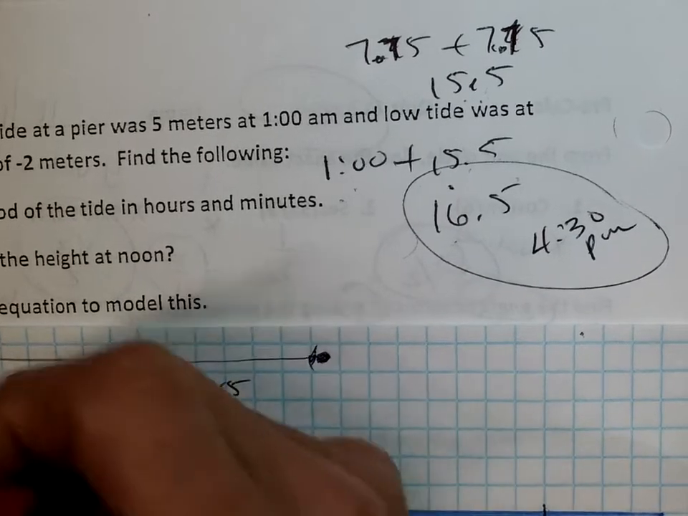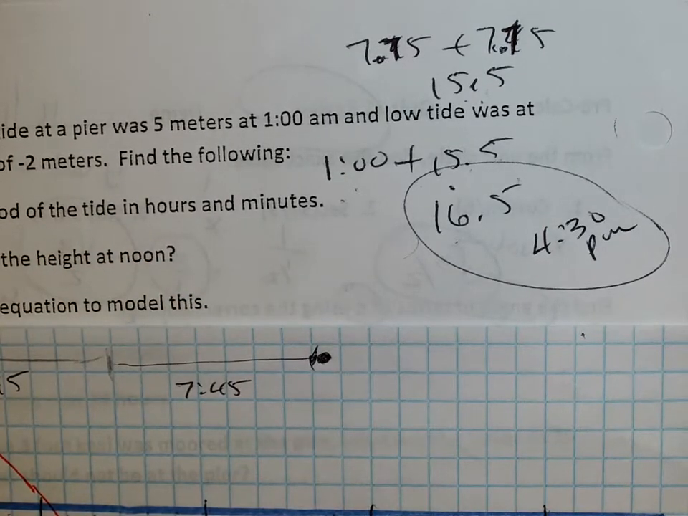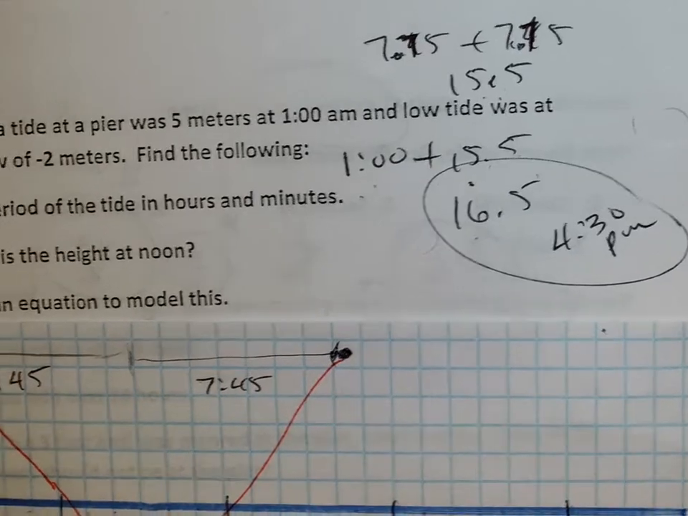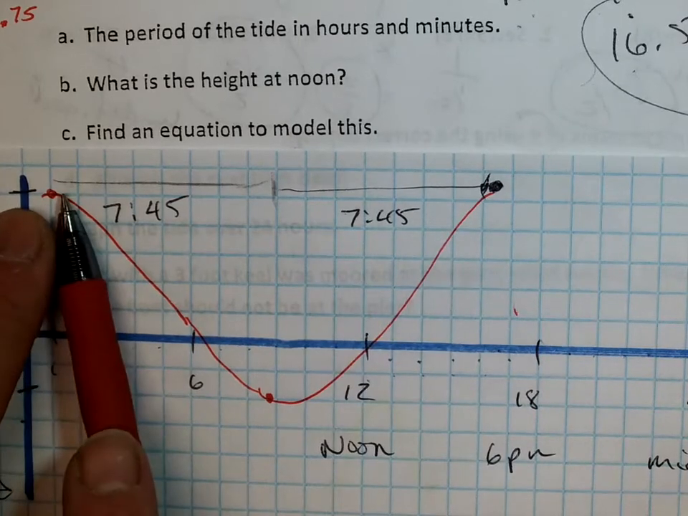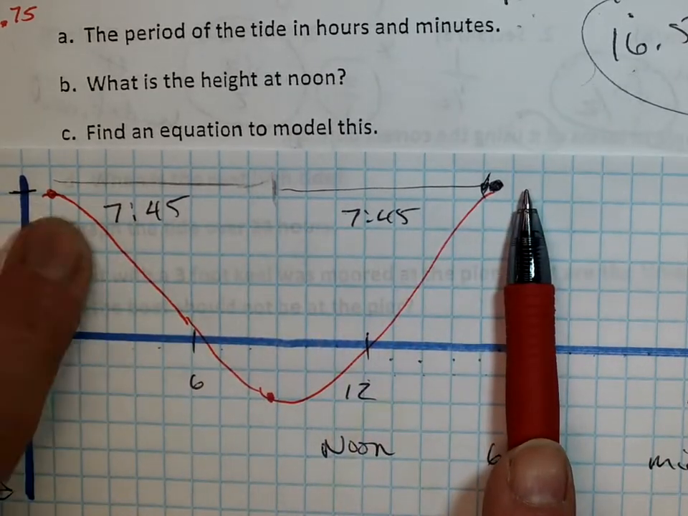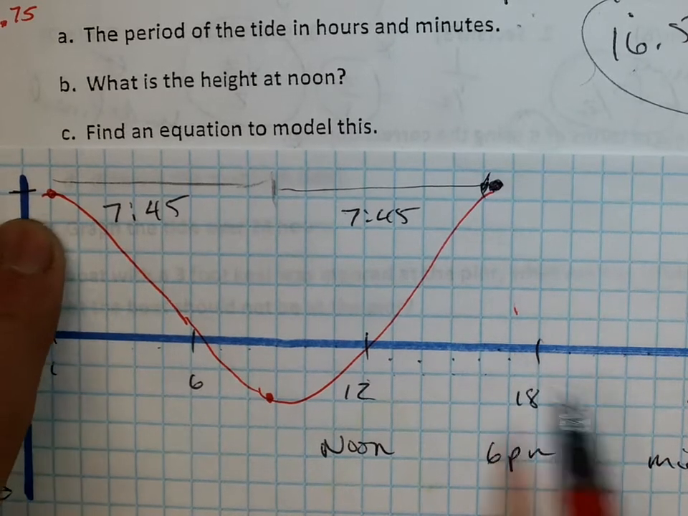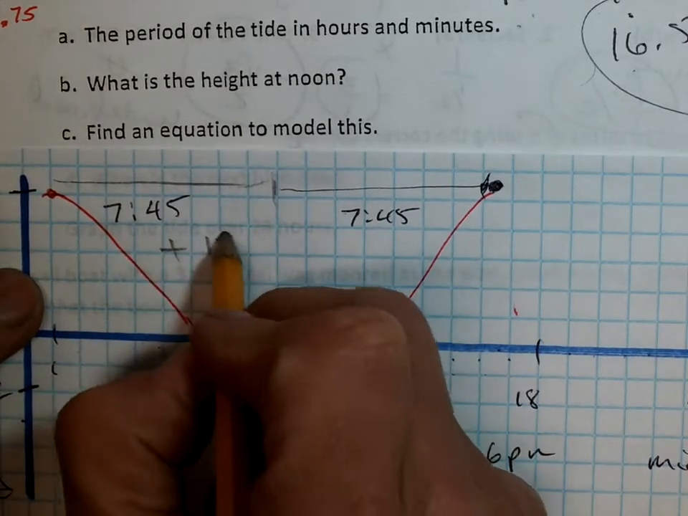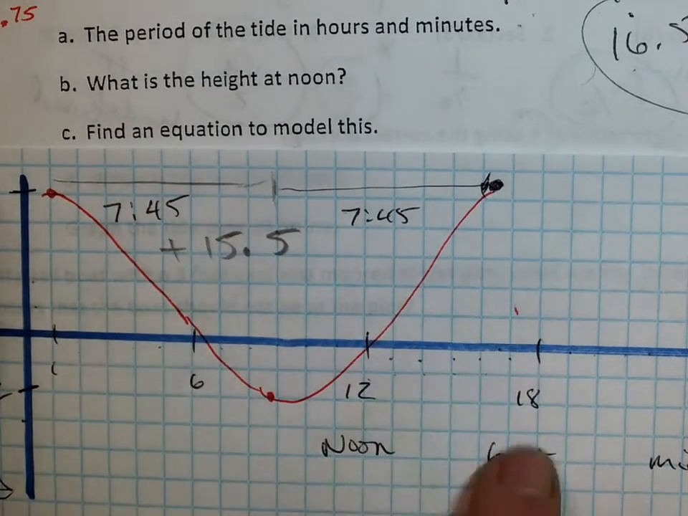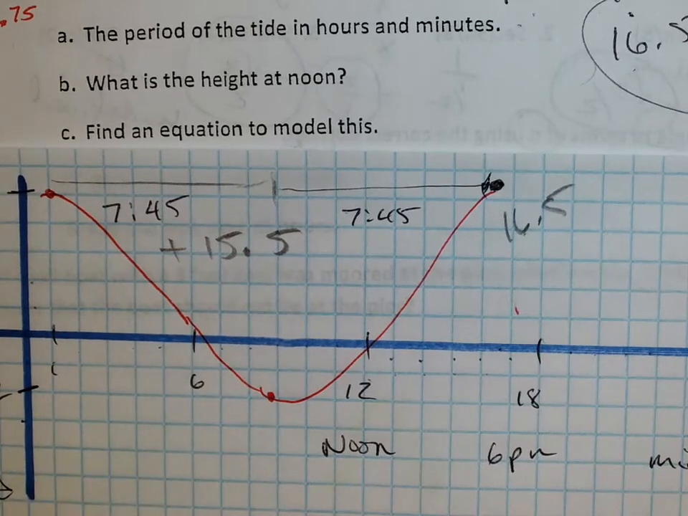Okay, so we go ahead and graph it in. Wait, we got 15 or 16, because we have to start at 1. Okay, let me back up so you can see it. From 1 o'clock, if I add a full tide, and if I add in my 15.5, it puts me at 16.5, which is my next high tide, okay?